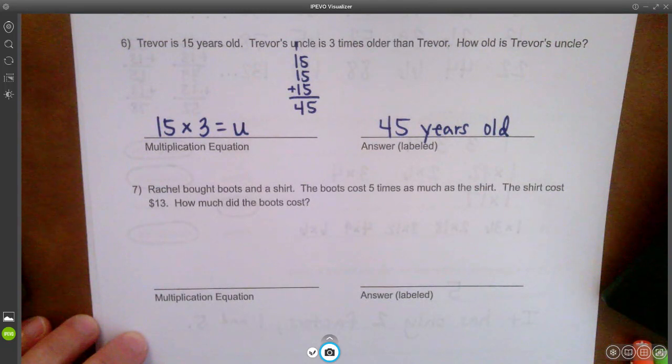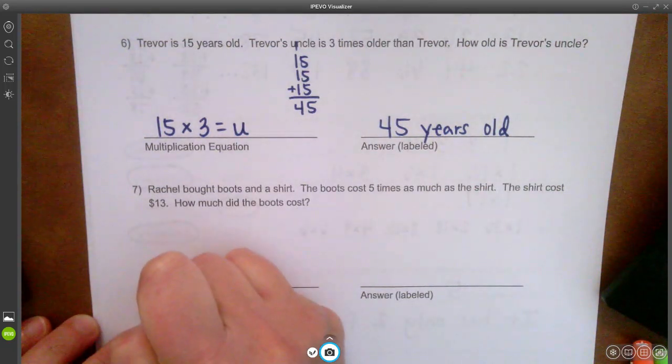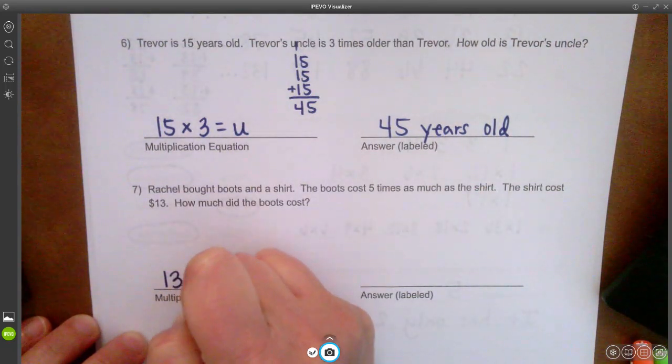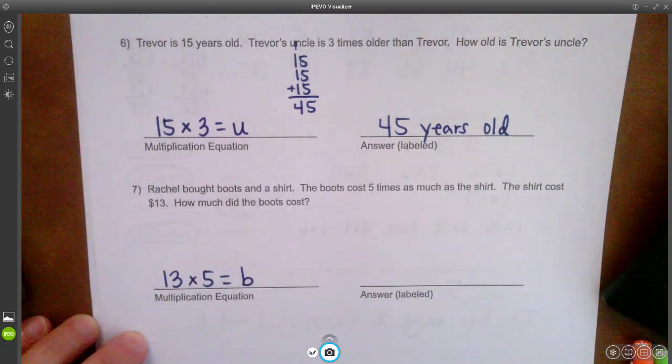The shirt cost $13. So $13 shirt, and 5 times more than that is going to be how much those boots cost. 13 times 5, you could do 13 plus 13 plus 13 plus 13 plus 13. Sometimes kids will multiply 13 times 10 and then cut it in half. Maybe you will count by fives, 5, 10, 15, 20, 25, 30, 35, 40, 45, 50, 55, 60, 65. You could count by 5 13 times, okay?